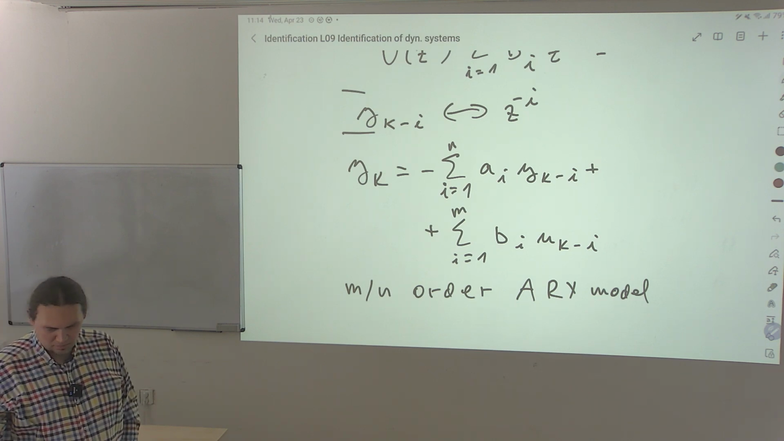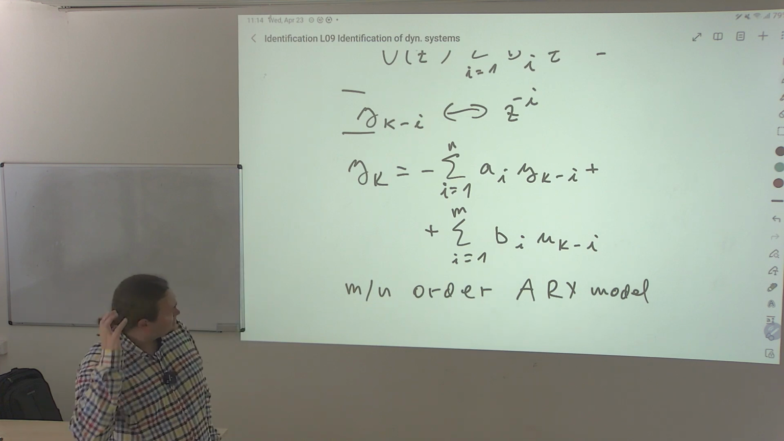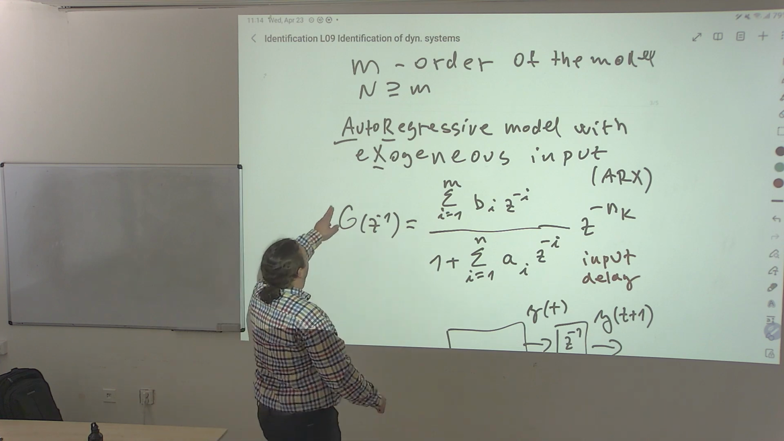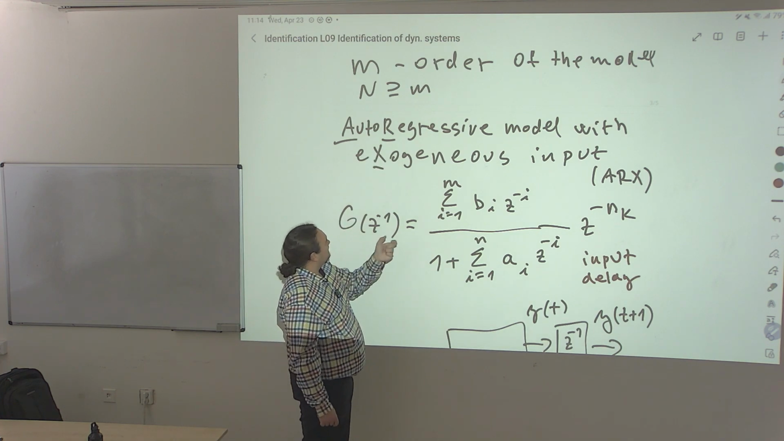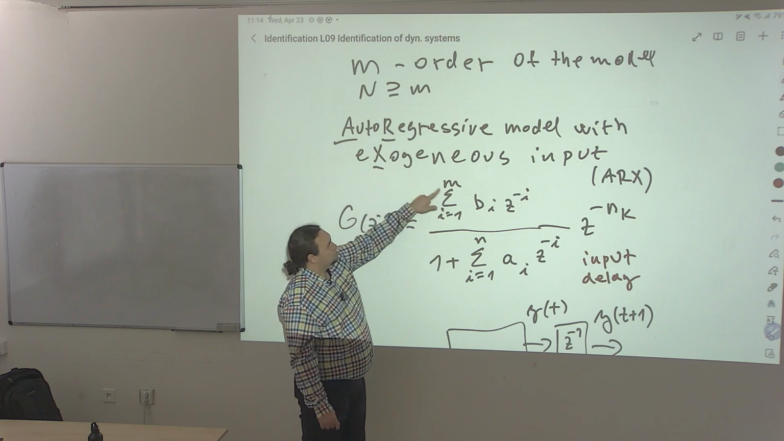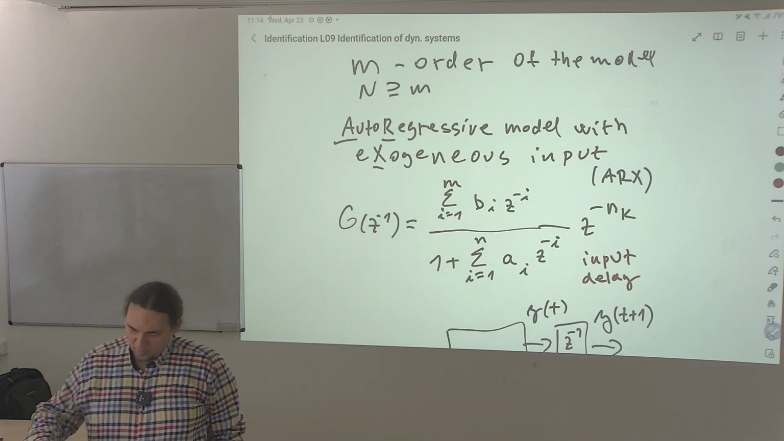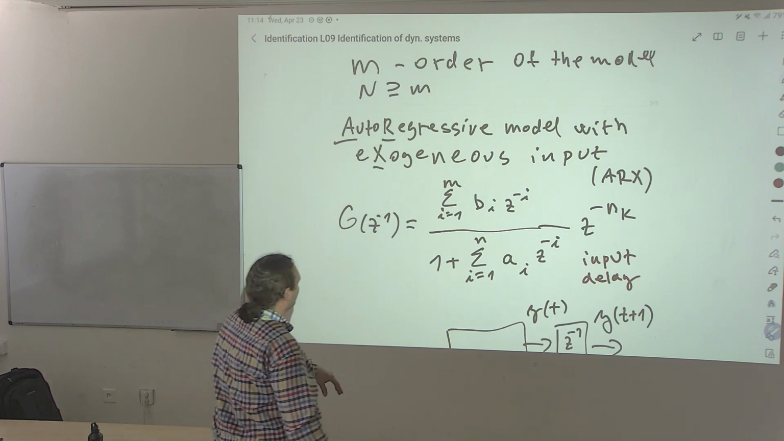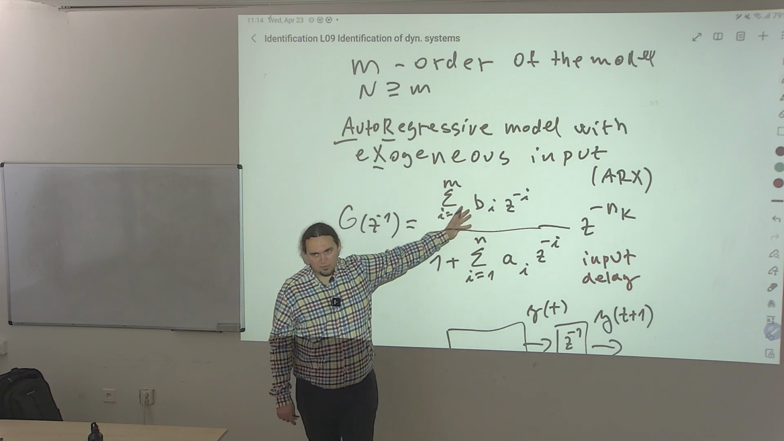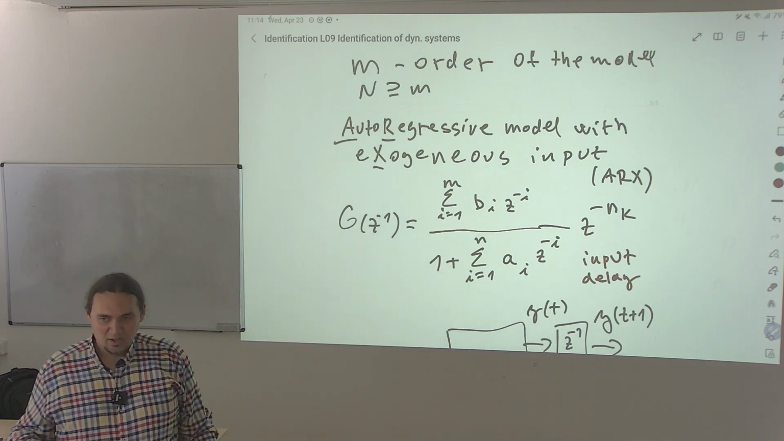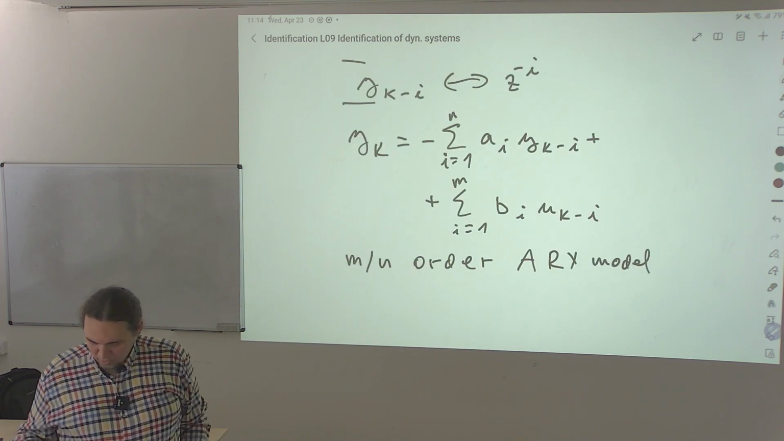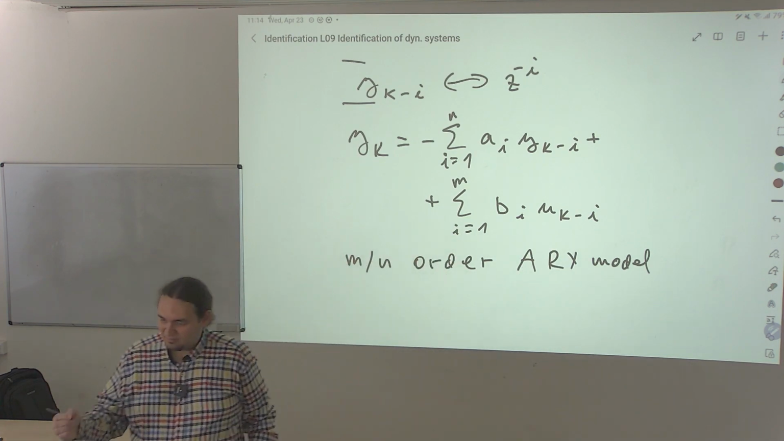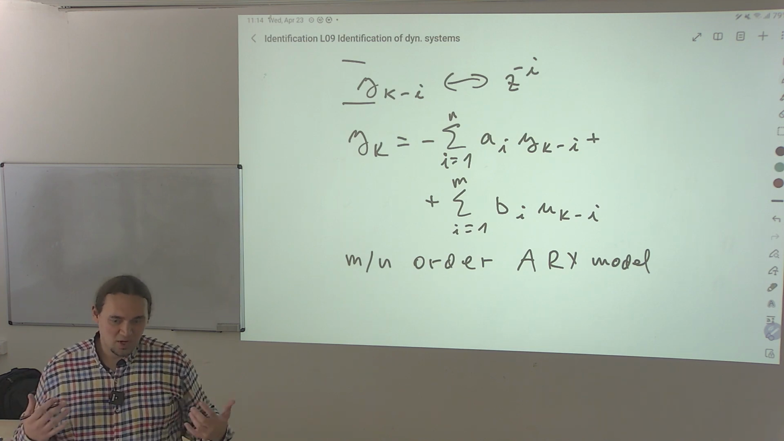So why is this ARX? If you recall, there is autoregressive, so that's the AR part, and there is the exogenous input. Despite the fact that it might be a little confusing, I give you that, despite the fact that here in the numerator we have what we before called the FIR model, we are not calling this last part the FIR part, but the exogenous input.